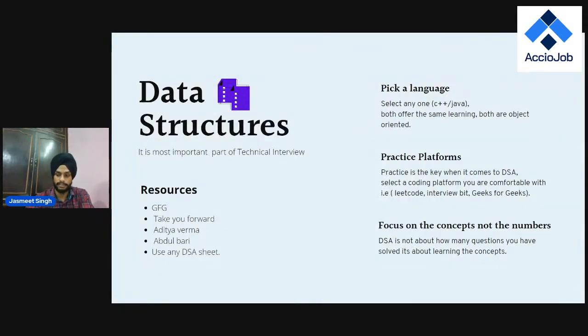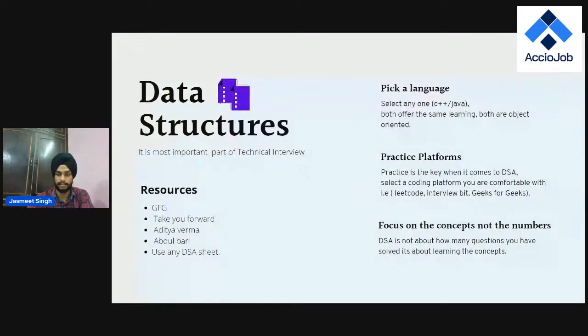Take You Forward is a very special channel because it teaches you how to present your idea in an interview, how to solve a problem, from building the solution from brute force to the most optimized one. So that's what you will learn from Take You Forward. Other than that, for DP, you can always follow Aditya Verma sir. He's also known as the DP master, right?